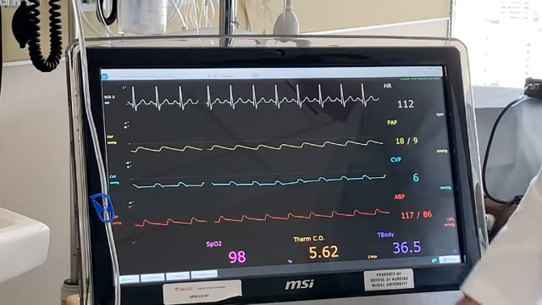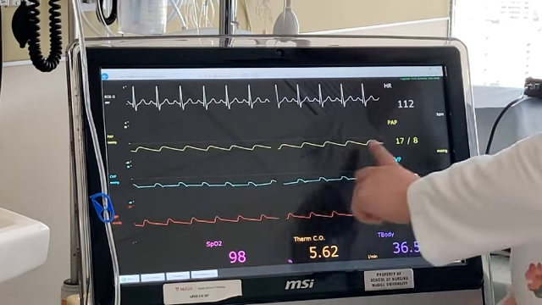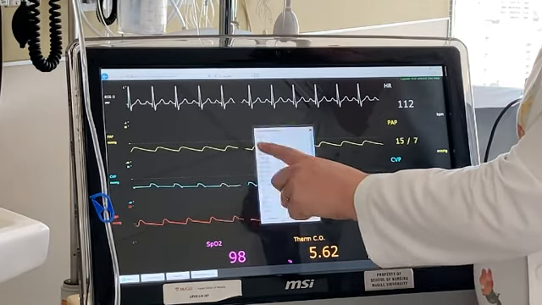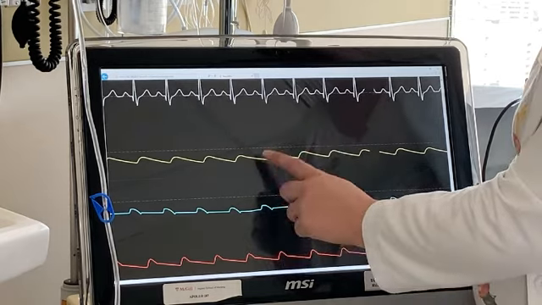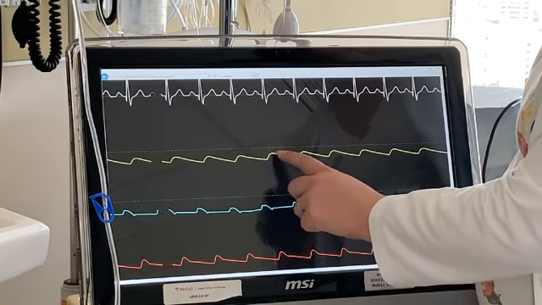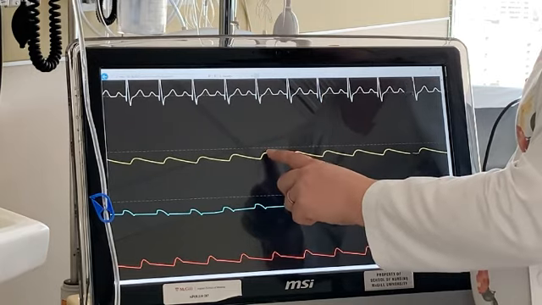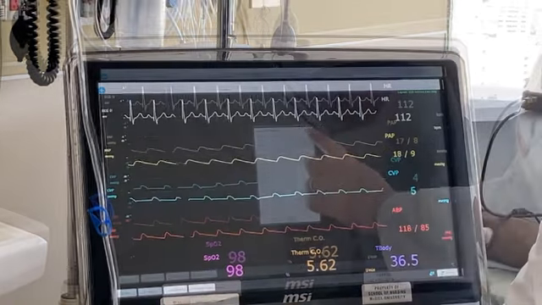The way to measure is quite simple. We're able to actually pause this line here, and then we would take the top of the curve up here, the highest peak for the systolic, and then the lowest peak.